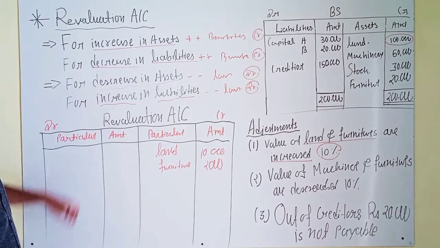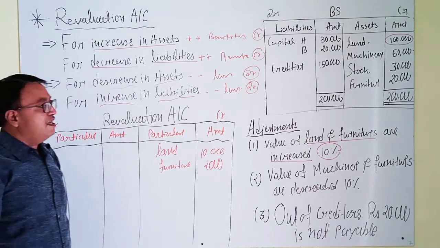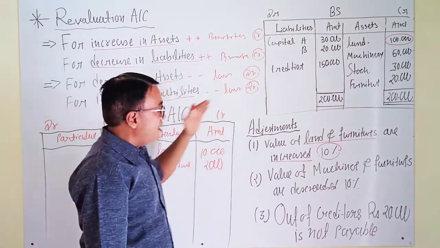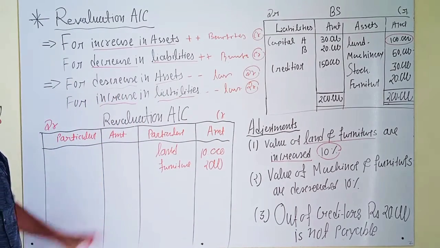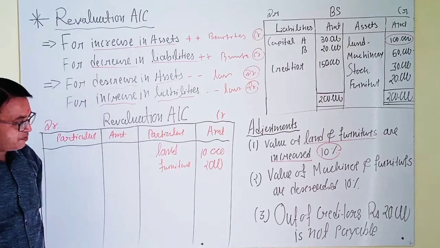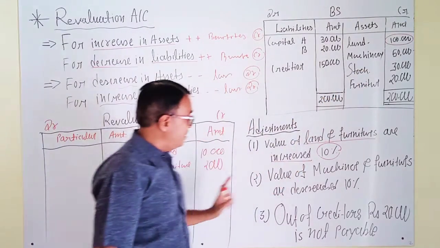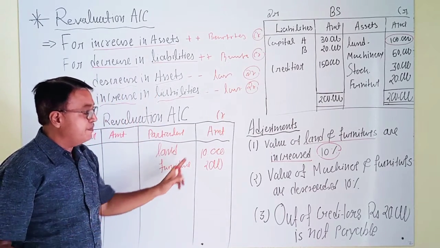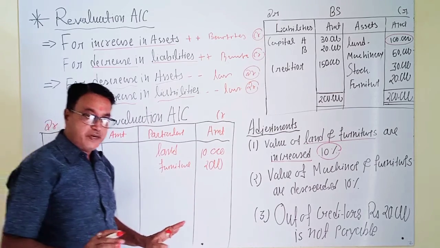Now as per the rules, you can understand how adjustment effects are given with the balance sheet, and in the revaluation account only increased values are recorded. Don't forget this point. This amount will not be recorded here. In the revaluation account, only the increase amount or decrease amount will be recorded. Never forget this point.